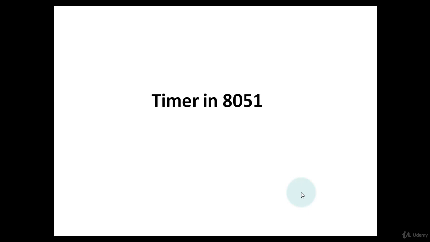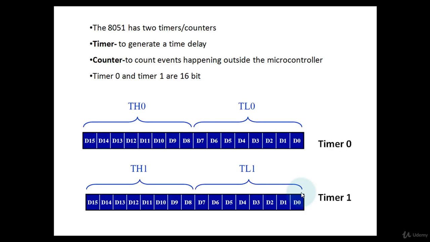In this video, I will tell you about the timers in 8051 microcontroller. There are two timers in 8051 microcontroller, timer 0 and timer 1. The hardware module of timer in 8051 microcontroller can act as a timer or counter. When it acts as a timer, we can use it to generate a time delay, and when the hardware acts as a counter, then we can use it to count the events happening on T0 and T1 pin of 8051 microcontroller.